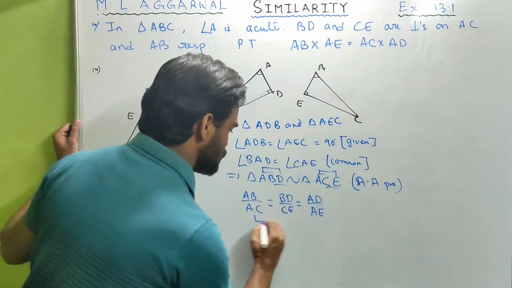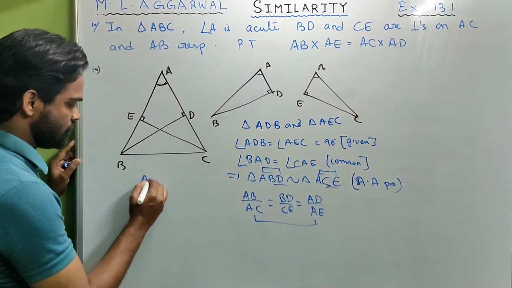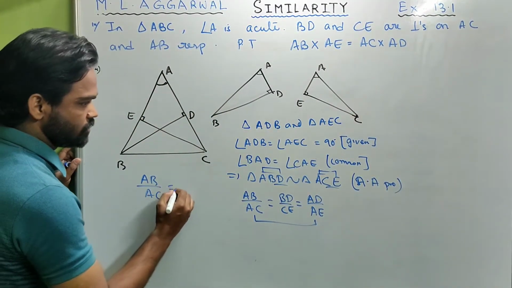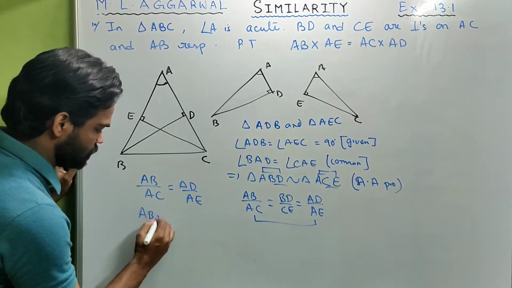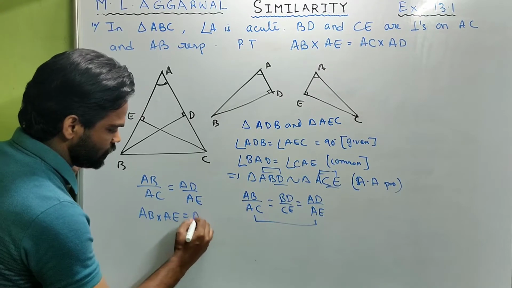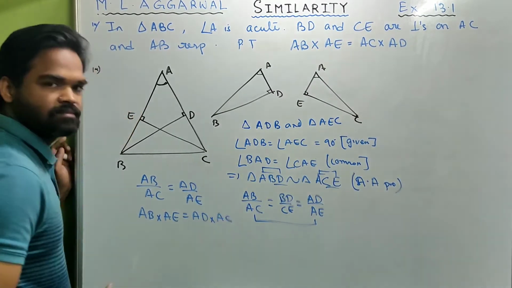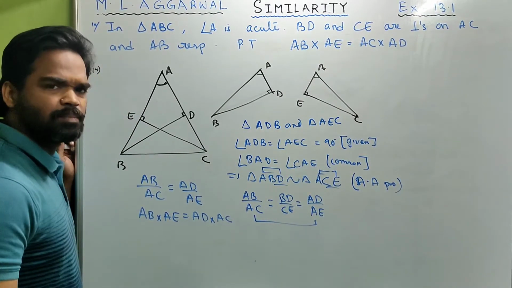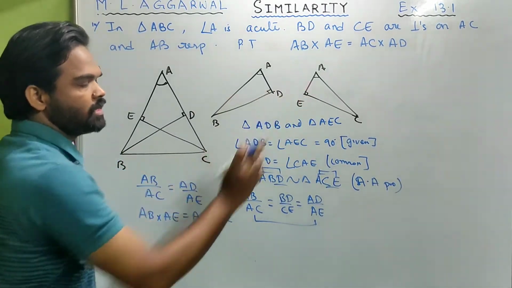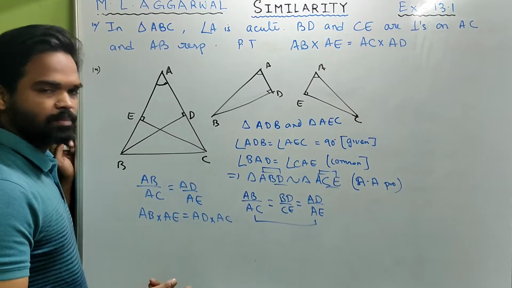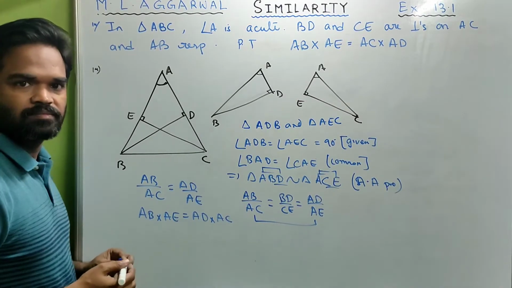Now take the first one and the last one. So AB by AC is equal to AD by AE, which means AB multiplied by AE will give you AD multiplied by AC. That's done. Pretty simple. Just need to draw the diagram properly. Take the two triangles, prove that they are similar, and the sum will be done.